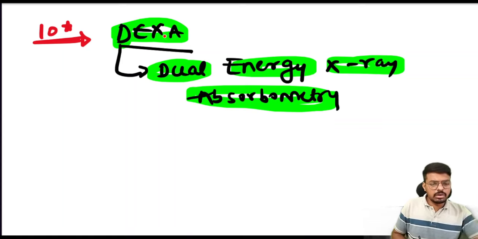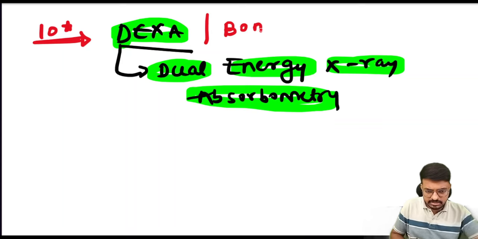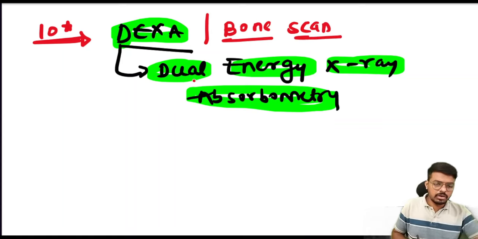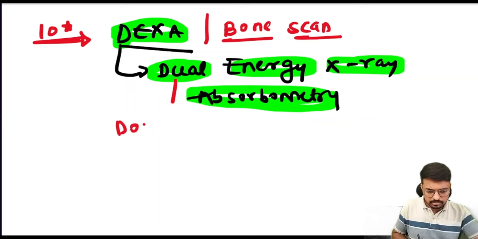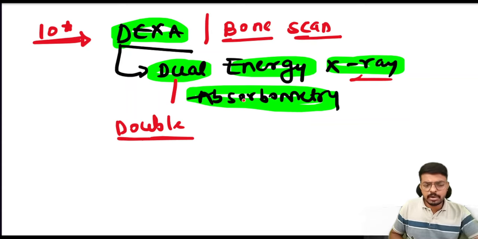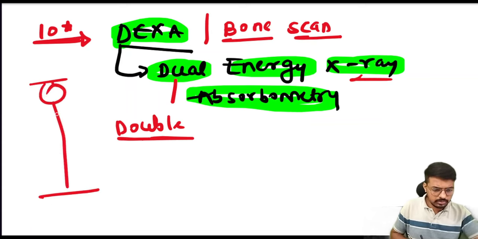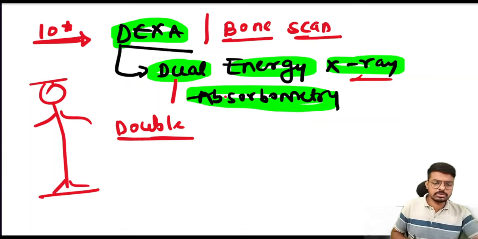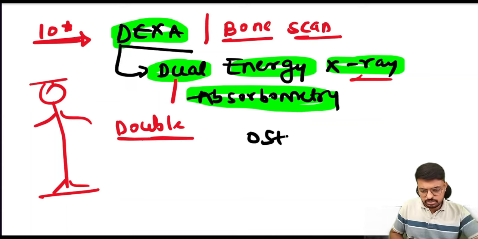Sir, what is another name of this DEXA scan? It's simply called the bone scan, where we are using the dual, meaning double power of the X-ray, to scan all parts of the bone from head to toe. That is called dual energy X-ray absorptiometry. This one is the best investigation in the case of osteoporosis.